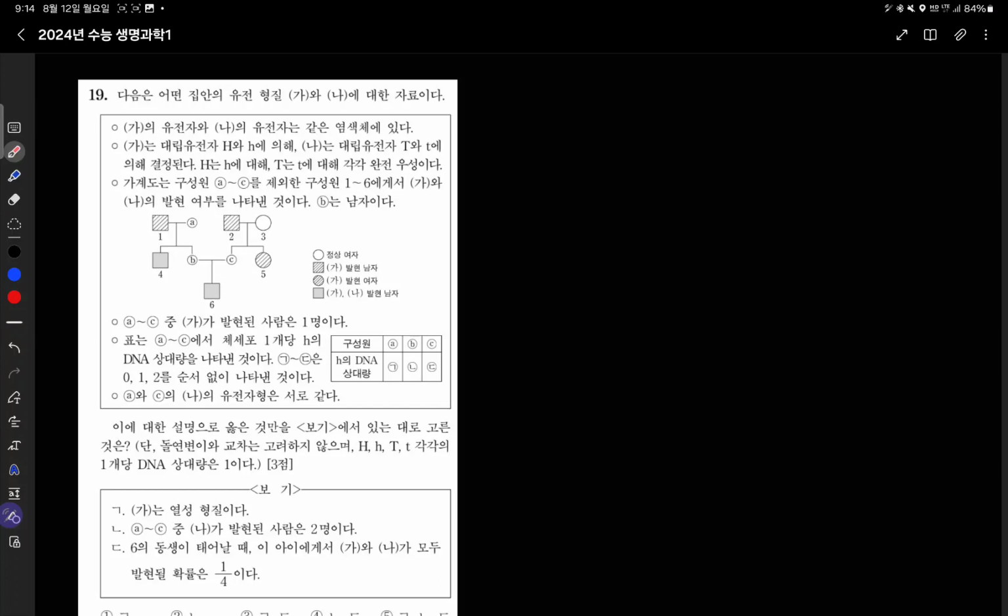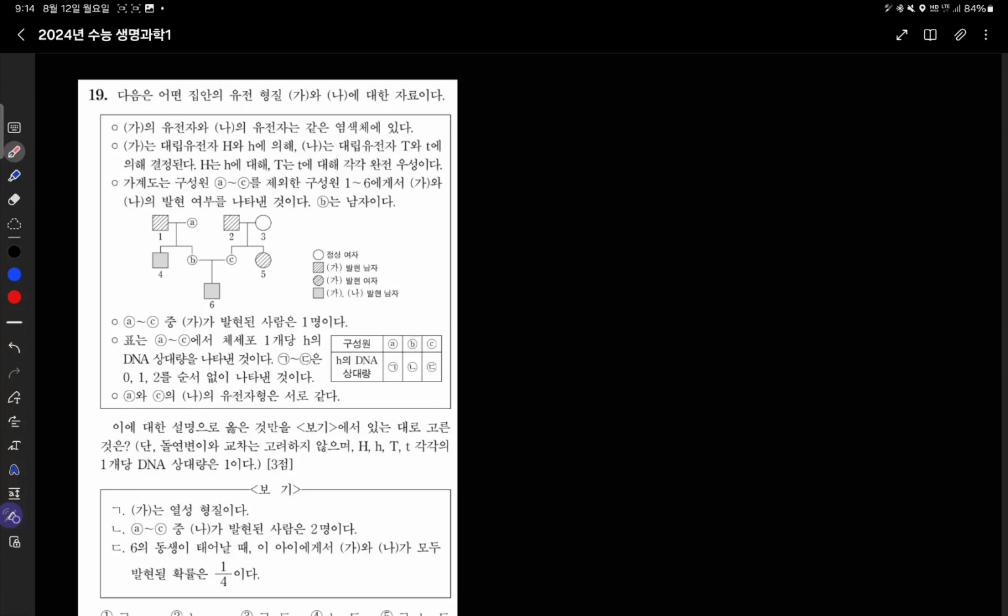Hello everyone. In this problem, there is a family with two traits, and the genes for the two traits are linked. They are located on the same chromosome, and we don't regard the crossover in this problem. So that means they are always inherited together. And each gene is controlled by two alleles.